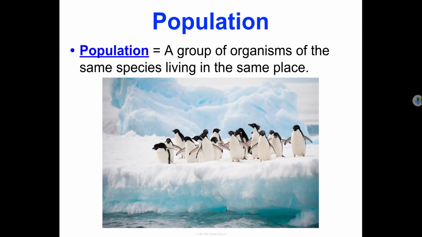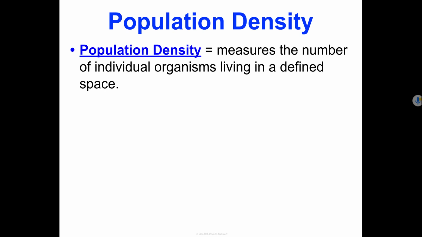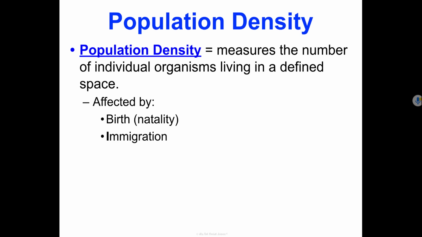Population ecology looks at how this group of organisms of the same species living together interact with other organisms and their environment. The first concept I'll introduce you to in population ecology is population density. Population density measures the number of individual organisms living in a defined space. This can be affected by birth, immigration with an I, death, and emigration with an E. For immigration with an I, think of the word in, like organisms are moving into a space. For emigration with an E, think of the word exit, like organisms are exiting a space.